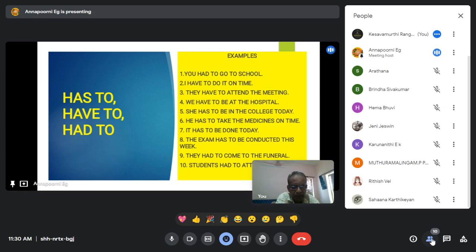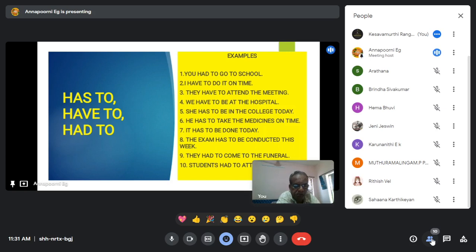Funeral means the last ceremony which happens when a person dies. If someone dies, there will be a funeral. In the Hindu community, we generally burn the dead body, whereas in Christianity, you bury it, right? And Islam is also different, it is also a kind of burial. So funeral means the death ceremony. Then students had to attend the parade.